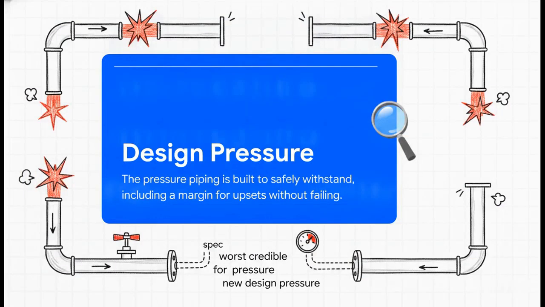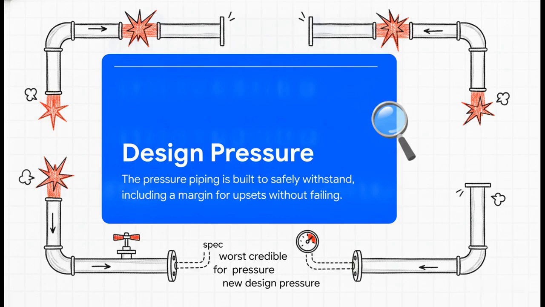Let's lock in the strict technical definition required by piping codes. Design pressure is the maximum internal pressure the equipment or piping is built to safely withstand. And importantly, this includes a robust, calculated margin above normal continuous operation to account for upsets, control deviations, and abnormal situations without failing.